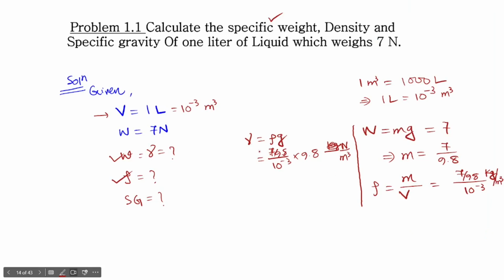So we have found the value of specific weight, and now you are required to find the value of specific gravity. Specific gravity is equal to rho of the fluid divided by rho of the standard fluid. Rho of the fluid is already found, and rho of the standard fluid is 10 raised to the power 3. You can very easily calculate it and check the answers. So we have successfully completed our first problem.